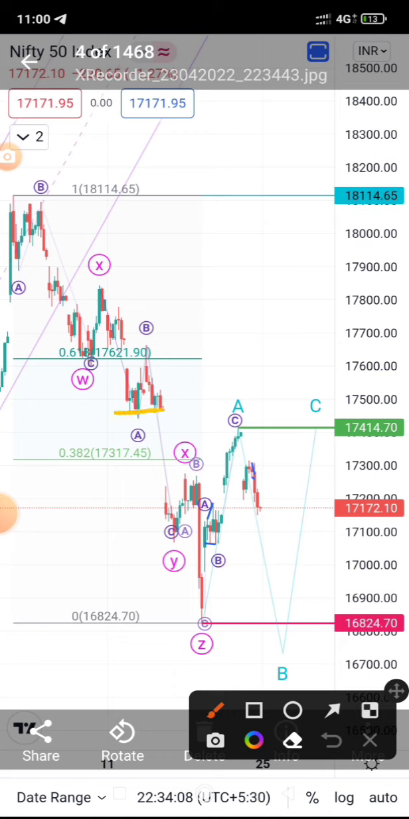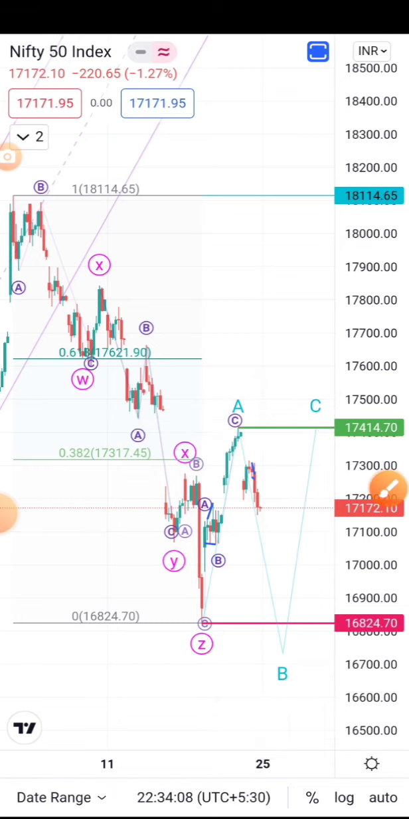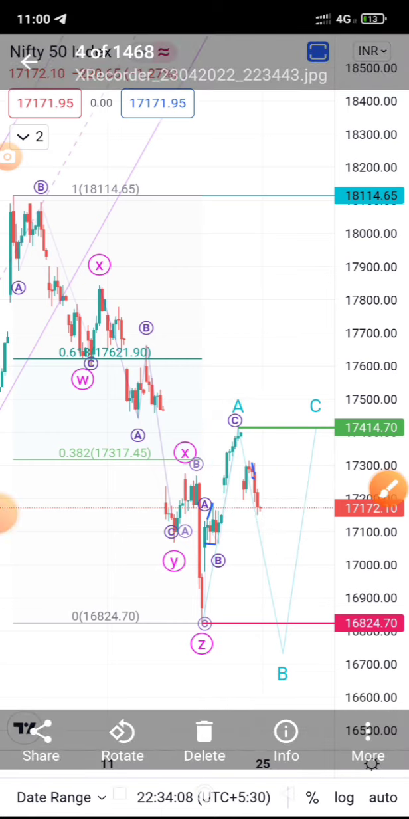And I'm expecting the C wave to end somewhere in this zone, just above the top of A, that is 17,415 to 460. Okay, this is the zone where the C wave could end, and then it would start to drop again. Next, okay, so let's talk about this move and what is going to happen on Monday.